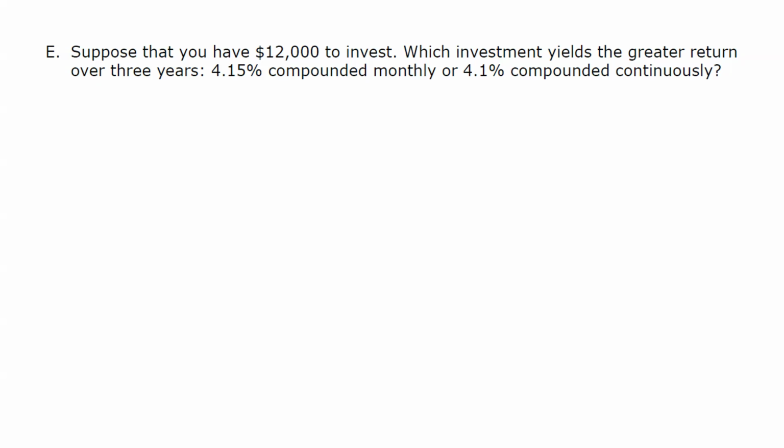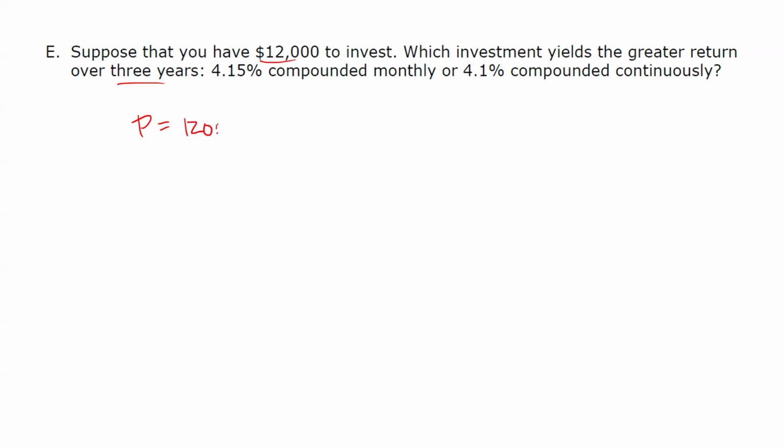All right. Now, suppose that you have $12,000 to invest. Okay. Which investment yields the greater return over 3 years? Would it be the 4.15% compounded monthly or the 4.1% compounded continuously?